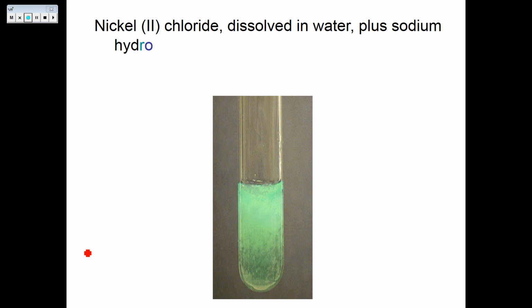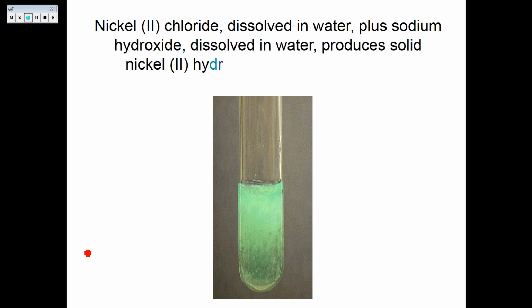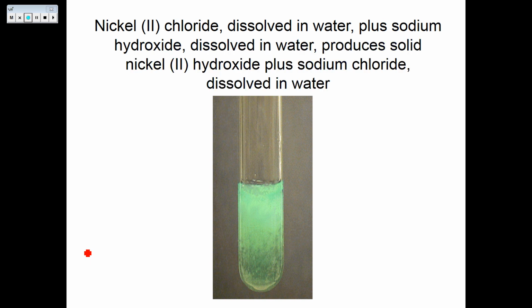Today we're going to talk about how to go from a word chemical equation into a formula chemical equation. So say you were given this paragraph: Nickel(II) chloride dissolved in water plus sodium hydroxide dissolved in water produces solid nickel(II) hydroxide plus sodium chloride dissolved in water. Our goal for today is to take that paragraph and turn it into a balanced chemical equation with symbols and subscripts.